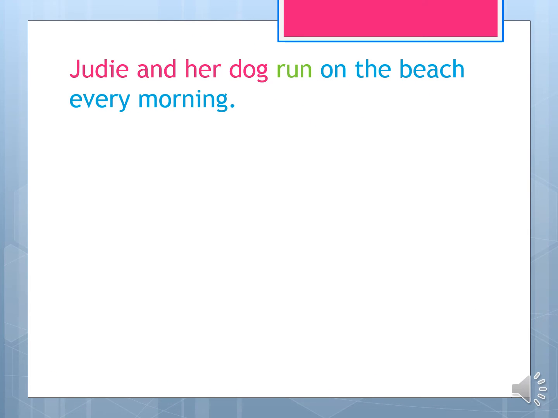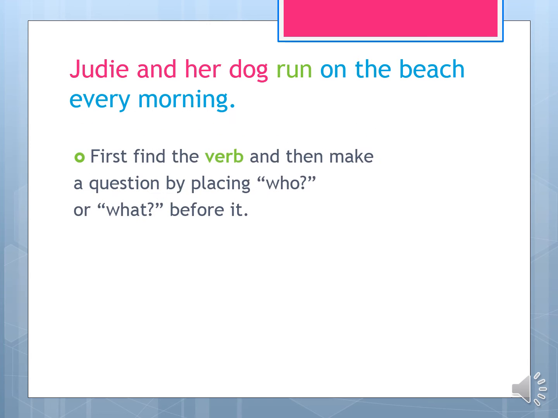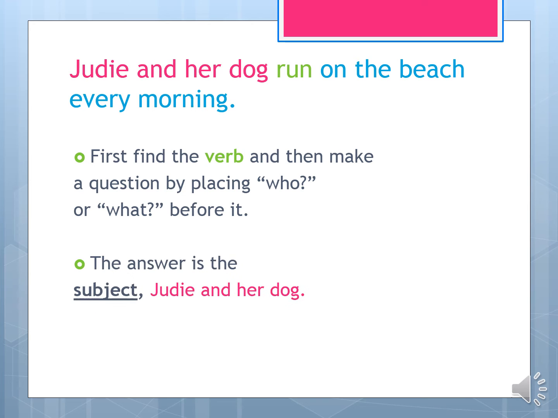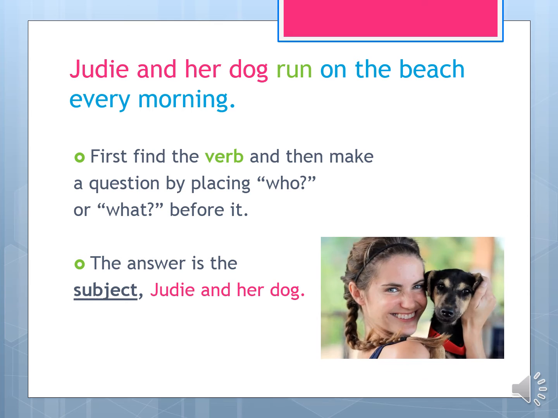in the sentence, Judy and her dog run on the beach every morning. You have to first find the verb and then make a question by placing who or what before it. So, Judy and her dog run on the beach every morning. You have here to find the verb. Where's the verb here? Run is the verb. So, who run on the beach every morning? The answer is the subject, which is Judy and her dog.